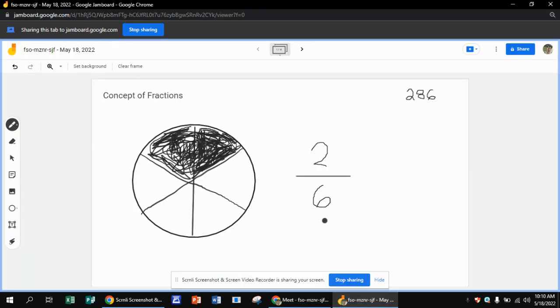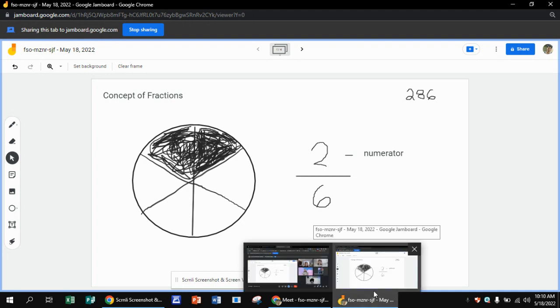Maybe many of you know about this, but we're going to study it for further knowledge. These two, we call it the numerator. Everybody say numerator. Numerator. So what is a numerator? On page 287 of your book, the numerator tells us the number of equal parts that are identified, shaded, or painted.